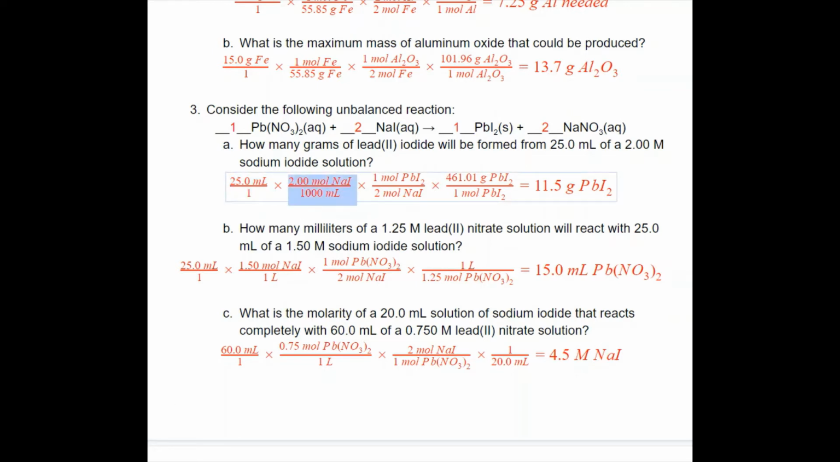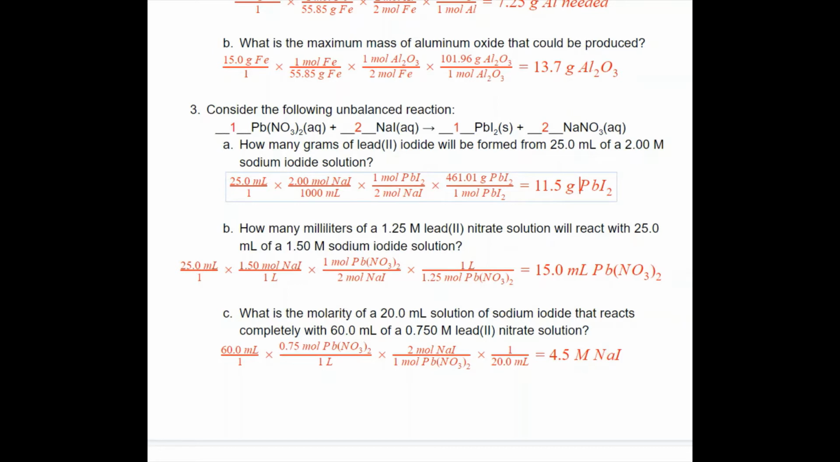that by the molarity. So 2 moles per 1,000 milliliters is the same thing as 2 moles per liter, which is the same thing as molarity. So that capital M means moles per liter. So you can just use this as a conversion factor between the volume of solution and moles of the solute. Next, I use a mole ratio to convert to moles of lead iodide, and then use the molar mass to get grams of lead iodide.